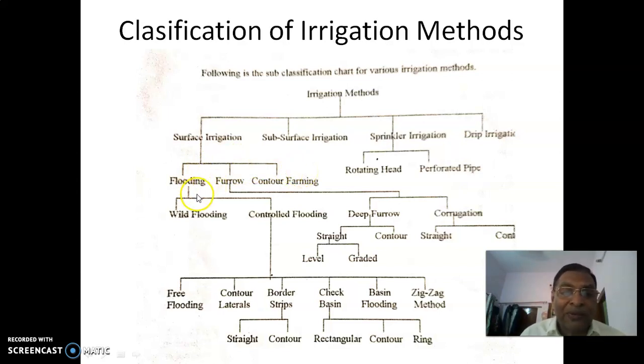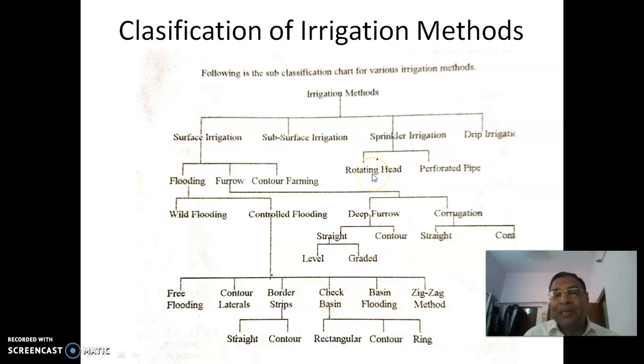Within flooding, the major one is controlled flooding, which constitutes almost 80% of our irrigation methods. Within controlled flooding you may have free flooding, contour laterals, but border strip, check basin, and basin flooding constitute more than 60% of the total irrigated area. That's why these are very important methods: border strips, check basin, basin.